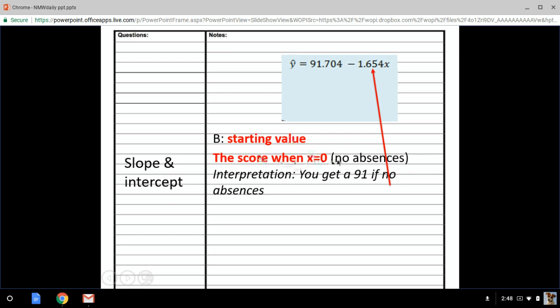So remember that b is our starting value. That's the score when X is equal to 0, no absences. So our interpretation is you get a 91 if you have no absences. And that's a great score right there. So remember that that is my B value. When I put in 0 for X, that's what I'm going to get: 91.704, which is the score you would get. And that's our B.